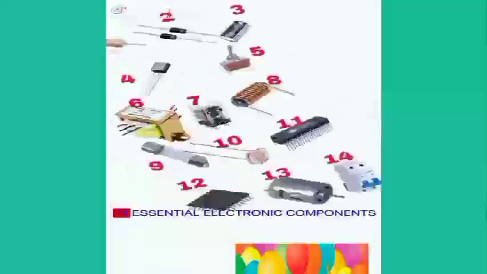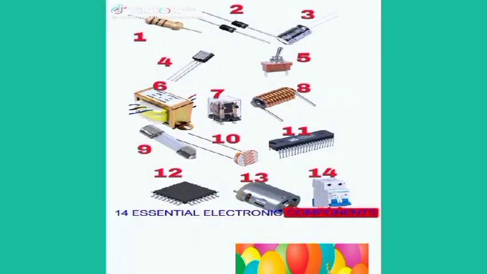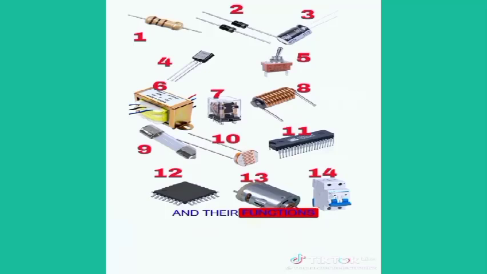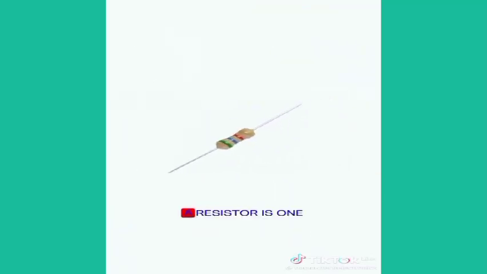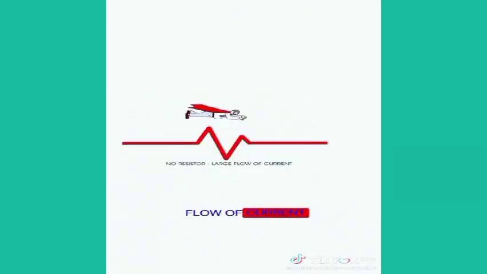These are the top 14 essential electronic components, their symbols, and their functions. 1. Resistors. A resistor is one of the components you will come across in an integrated circuit. Like the name suggests, the device resists the flow of current.